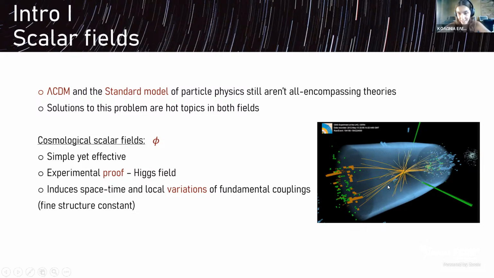As you can see here, this is a picture from the CMS and ATLAS experiments at CERN. These experiments actually prove the existence of the Higgs boson and thus the Higgs field. So what cosmological scalar fields do to the models that we use them in is that they induce spacetime and local variations of the couplings. So, for example, a coupling can vary both in energy and in spacetime as a result of these fields.